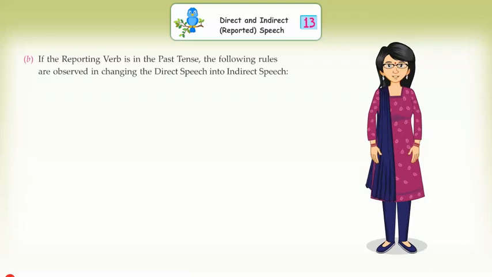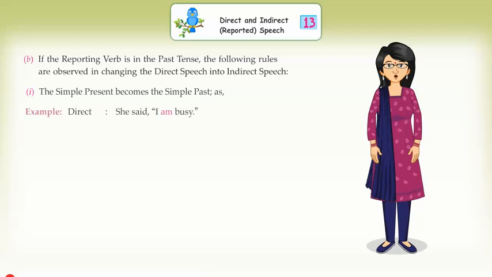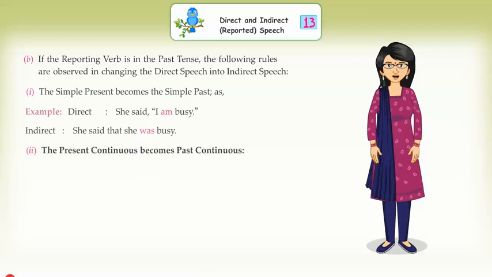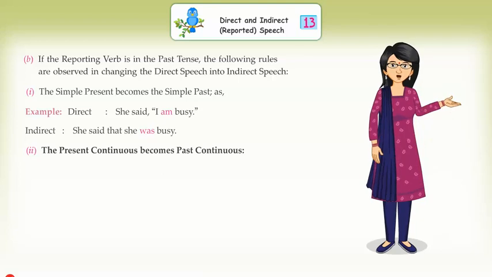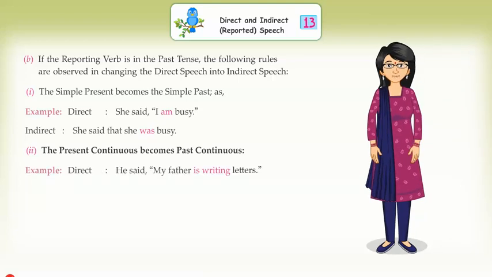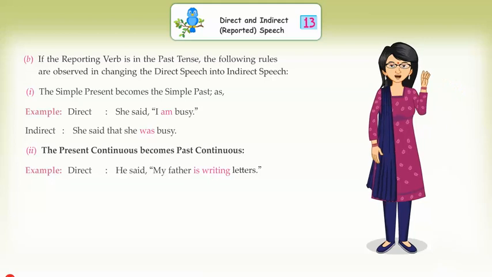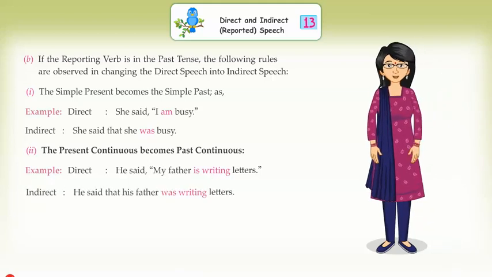B. If the reporting verb is in the past tense, the following rules are observed in changing direct speech into indirect speech. 1. The simple present becomes the simple past. Example. Direct: She said, "I am busy." Indirect: She said that she was busy. 2. The present continuous becomes past continuous. Example. Direct: He said, "My father is writing letters." Indirect: He said that his father was writing letters.